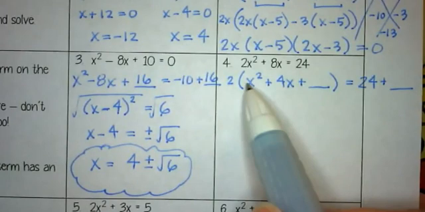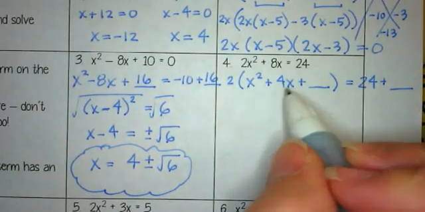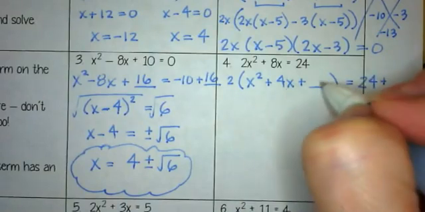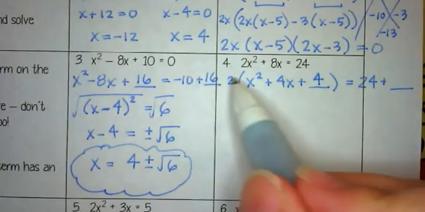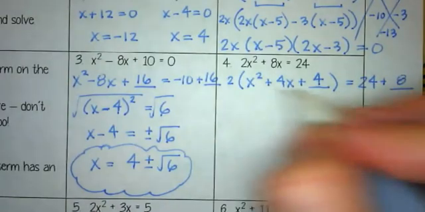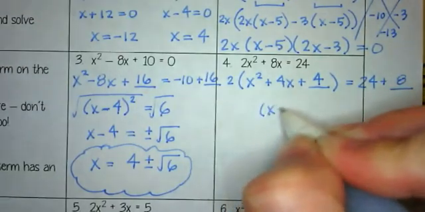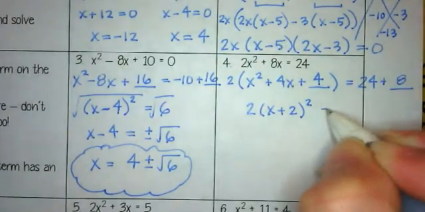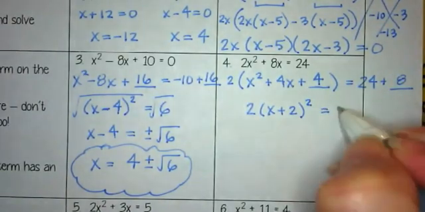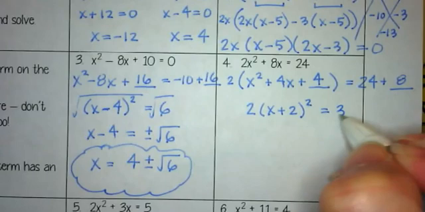All right, so now to fill in the blank, half of 4 would be 2, squared would be 4, so I'm going to fill in 4 right here. But before I go over here and fill in 4, it's really not a 4, it's actually an 8 that I need to fill in on the other side. So this can be factored as x plus 2 squared. Don't forget the 2 that's out in front. If we add this together, that would equal 32.